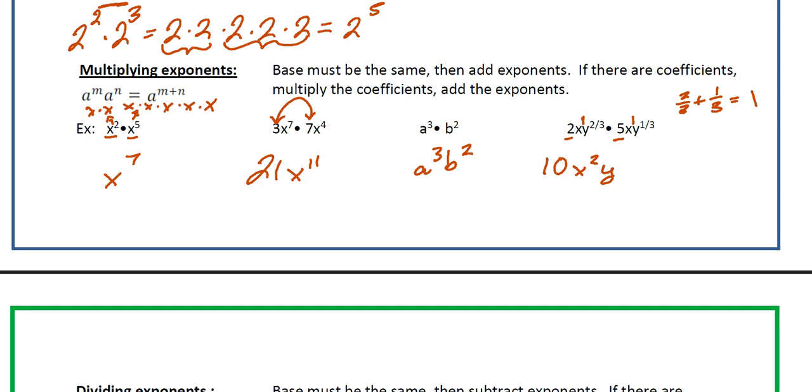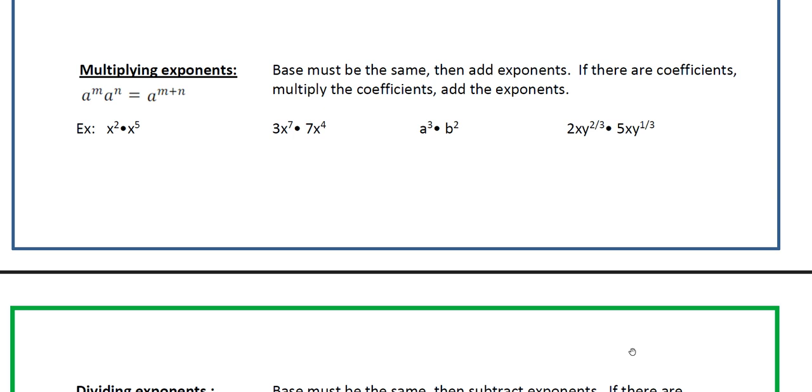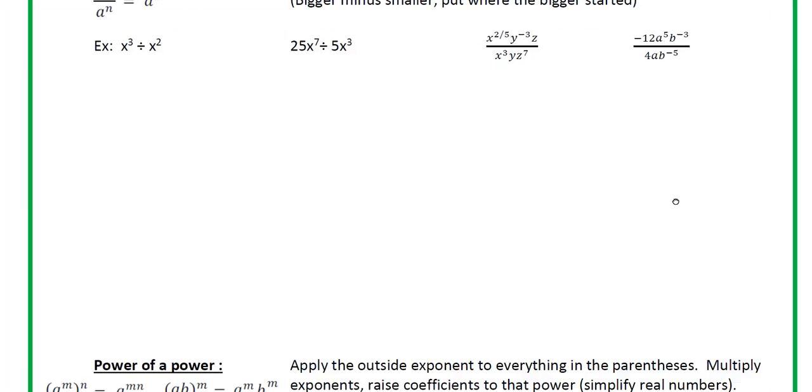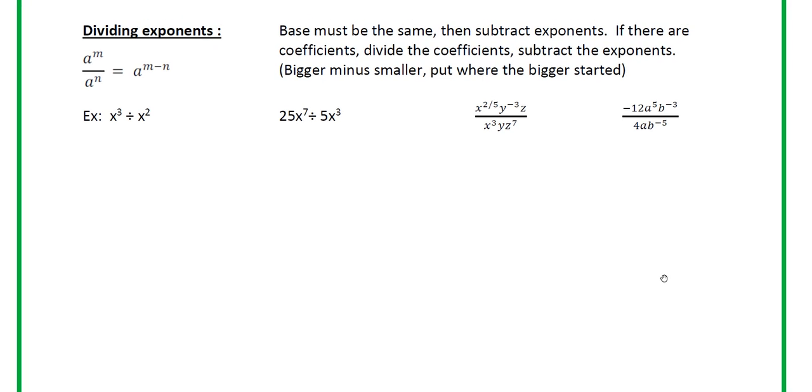All right, moving on to dividing expressions. This is where it can get a little tricky. In these examples, we have a lot going on, and there are many different ways that we could do these problems. Remember, we've got all these rules at our disposal that we used before.